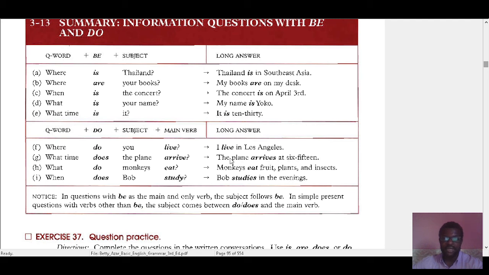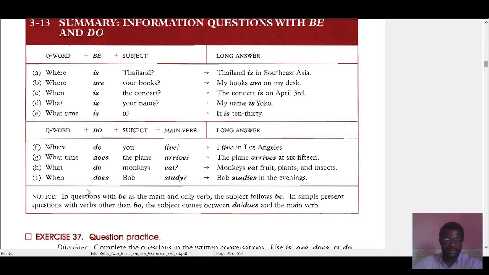The plane is what? It. If I don't want to say the plane, I'm going to use it as the pronoun for plane. So that's why arrive is our verb, so we'll have to add S to it to pluralize it. I live in Los Angeles.